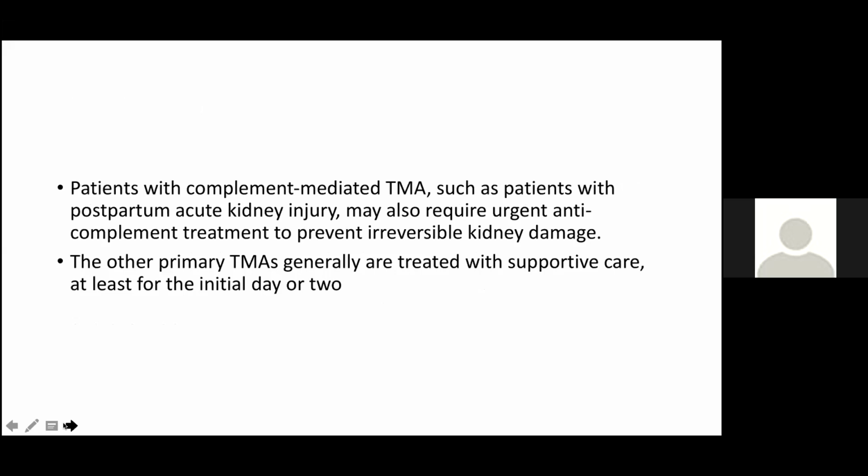And the next one you should identify is complement-mediated TMA. Patients with complement-mediated TMA, such as patients with postpartum acute kidney injury, may also require urgent anti-complement treatment to prevent irreversible kidney damage. Usually, other primary TMAs are generally treated with supportive care, at least for the initial day or two.